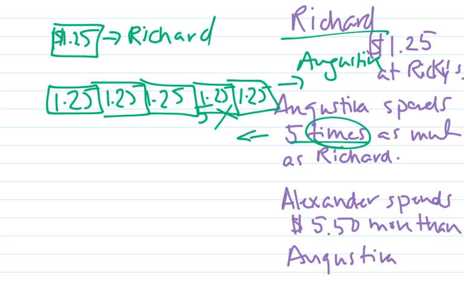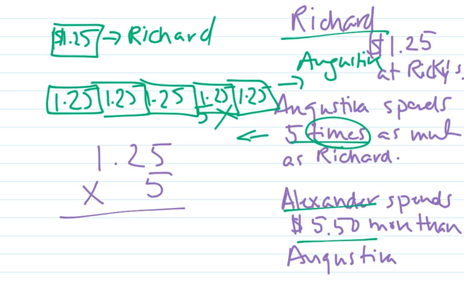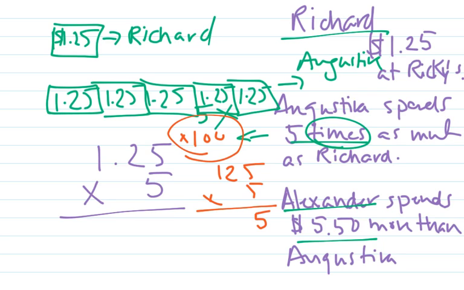Now, lastly, boys and girls, it says that Alexander spends $5.50 more than Augustina. So what we need to do is figure out how much Augustina spent. So what we're going to do is we are going to use place value patterns to help us out. If we multiply 1 and 25 hundredths by 100, we would get 125 times 5. Now remember, boys and girls, when we get to our product, we're going to multiply by the opposite of 100. So 5 times 5 is 25. We regroup the 2. 2 times 5 is 10, plus the regroup 2 is 12. And then 1 times 5 is 5, plus regroup 1 is 6.